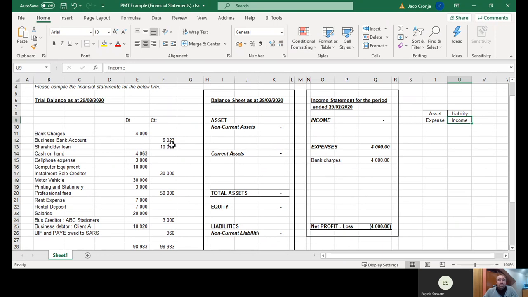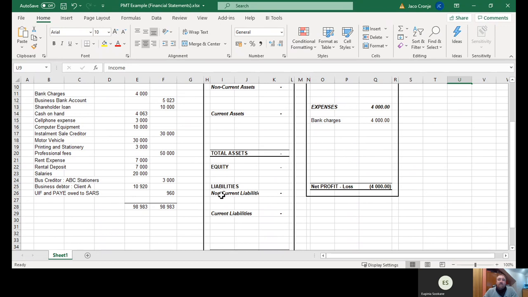If the bank were to come to us and say, listen, we're going to write off your overdraft, we don't care, you never have to pay it back, then in that case, we can move that to income. But at this point, it's a liability. So now we've got to decide, is it a non-current liability or a current liability?